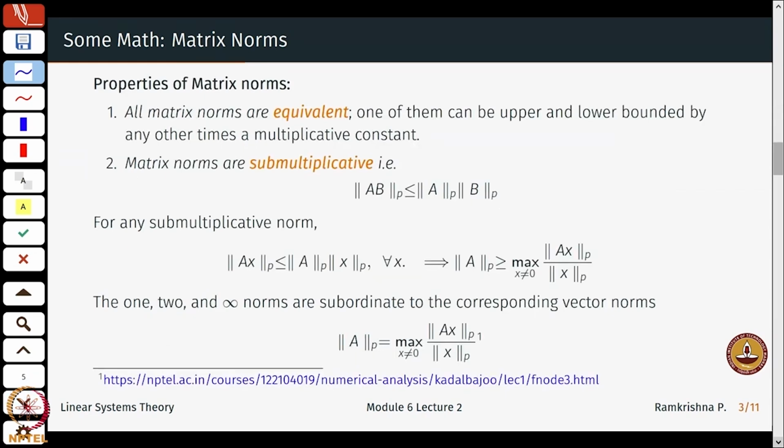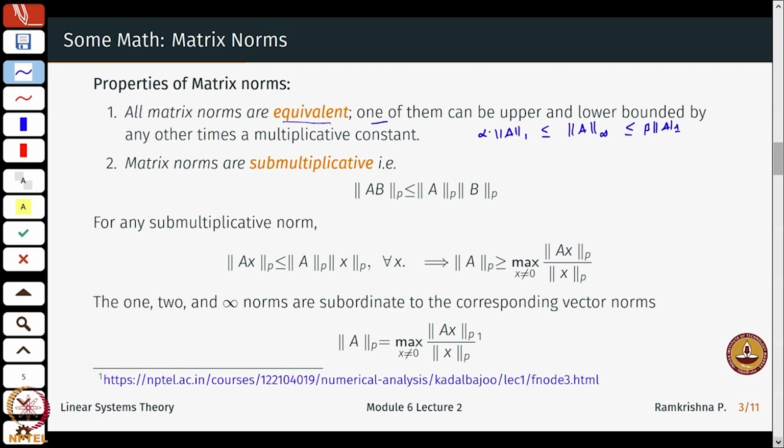So what are the properties of norms defined on vector space that will translate to norms on matrices? Well, one thing is obvious, that all norms are equivalent, like we proved in the vector space case. What does equivalence mean? That one of them can be upper and lower bounded by any other times a multiplicative constant. Say the one norm can be upper bounded and lower bounded by the infinity norm with some numbers alpha and beta here.